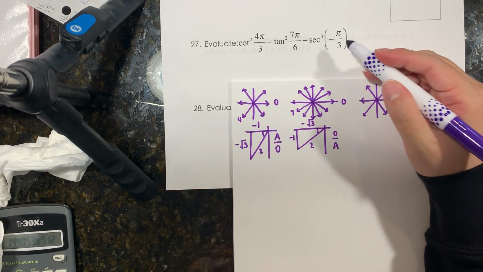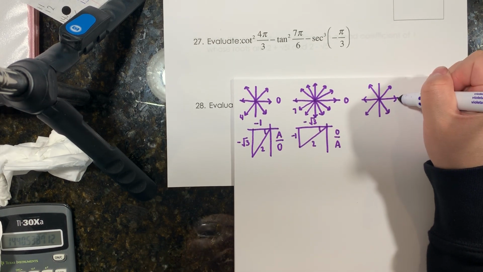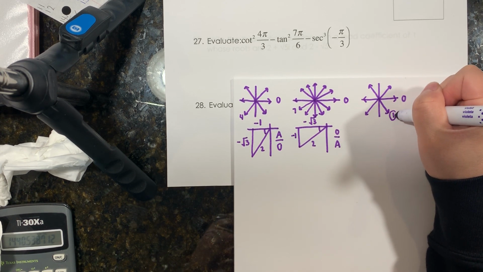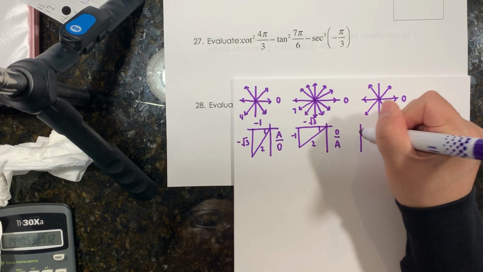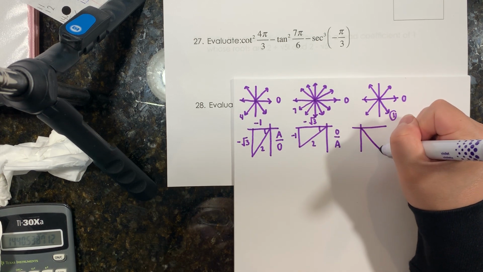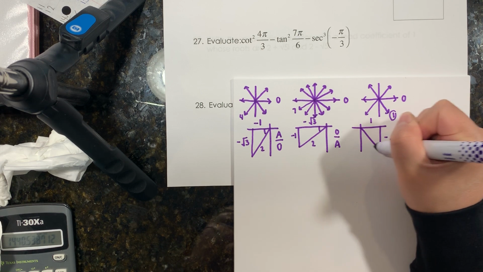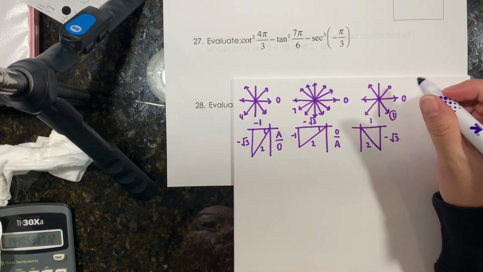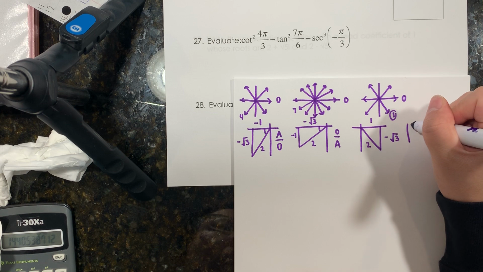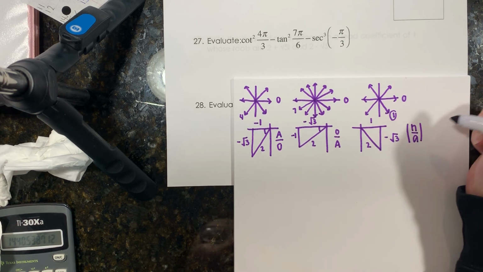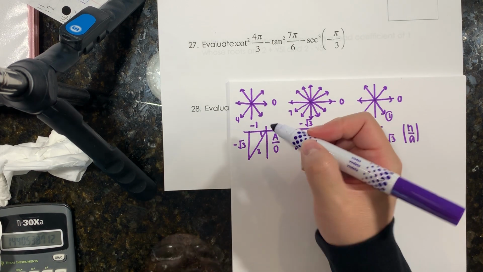Last one, -1. So -1 means you're going to start counting in quadrant 4. So this would be my 1, my -1, which means it's a 60-degree triangle in quadrant 4. Adjacent will be 1, opposite negative root 3, hypotenuse 2. And secant is the inverse of cosine, so it's hypotenuse over adjacent. Okay, so now I'm going to evaluate.